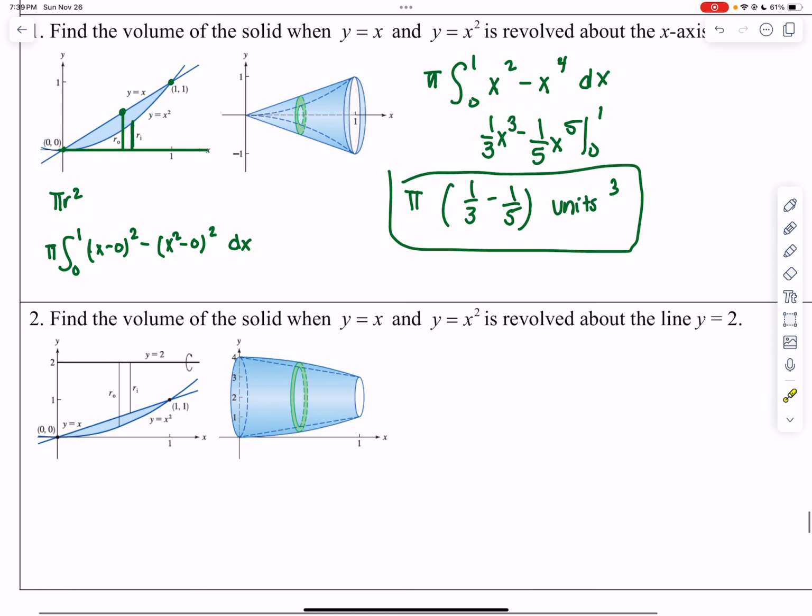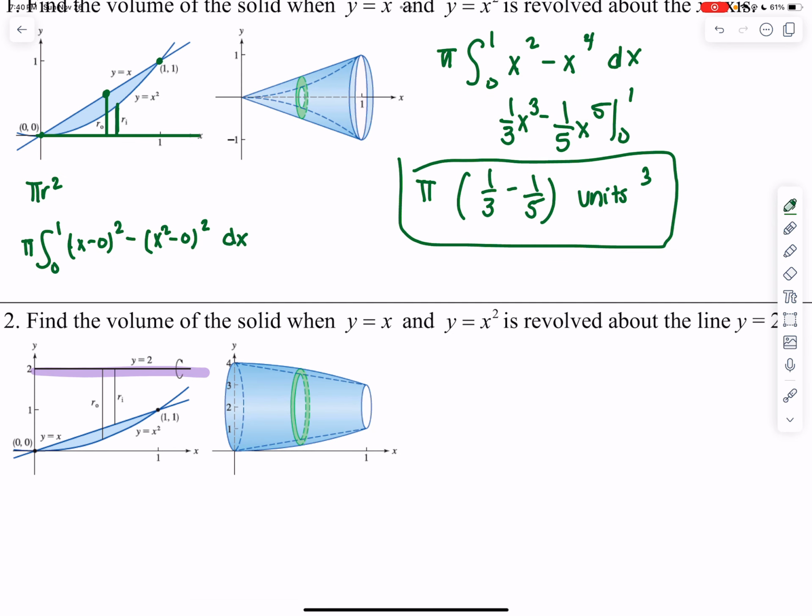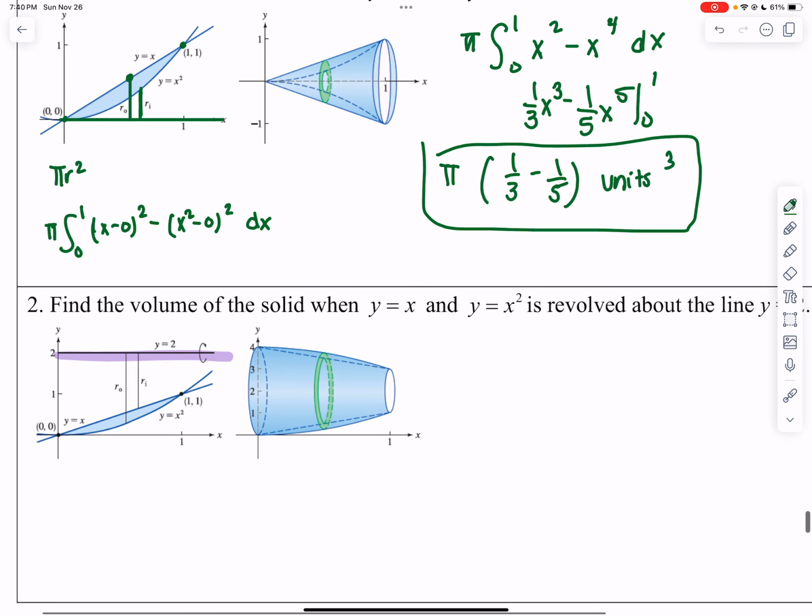All right, number 2, we want to find the volume of the solid when y is equal to x, and y is equal to x squared is revolved around the line y is equal to 2 now. So we have the same functions as number 1, except this time it is y is equal to 2. Now, if I were to look at this, I still have my limits of integration being from 0 to 1.